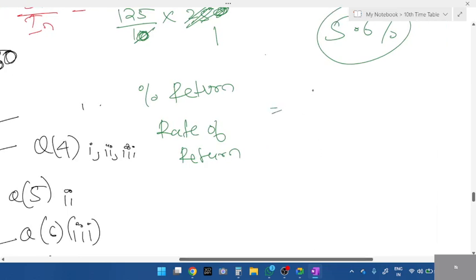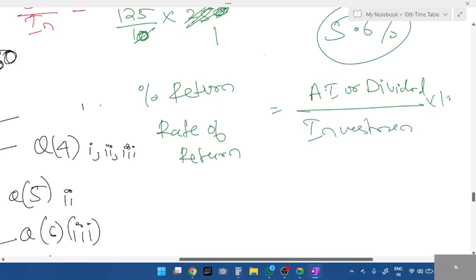Formula is annual income or dividend. You can write any one of these. Annual income or dividend divided by investment, into 100%. This is the formula. Into 100%. Is this clear? All of you understood?